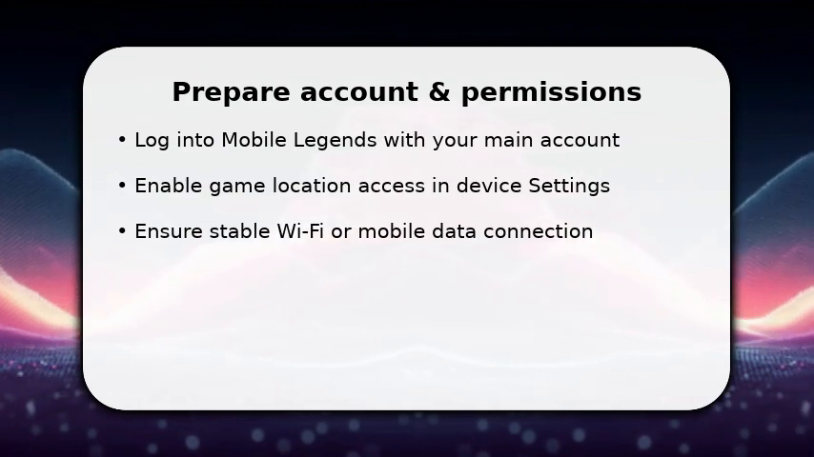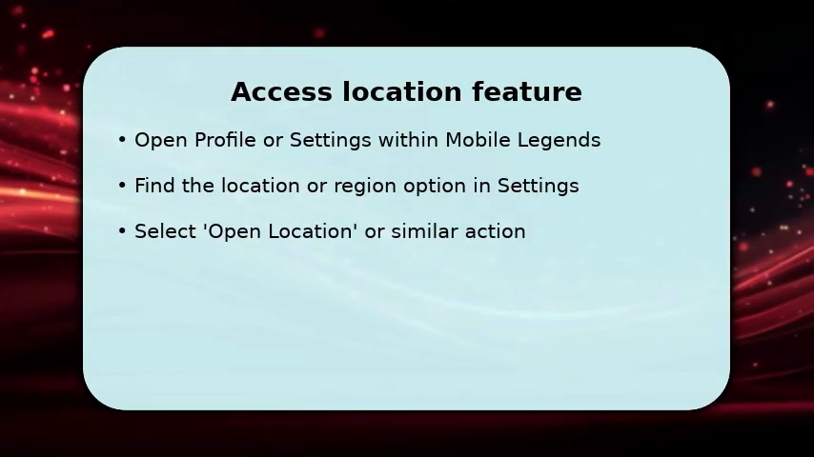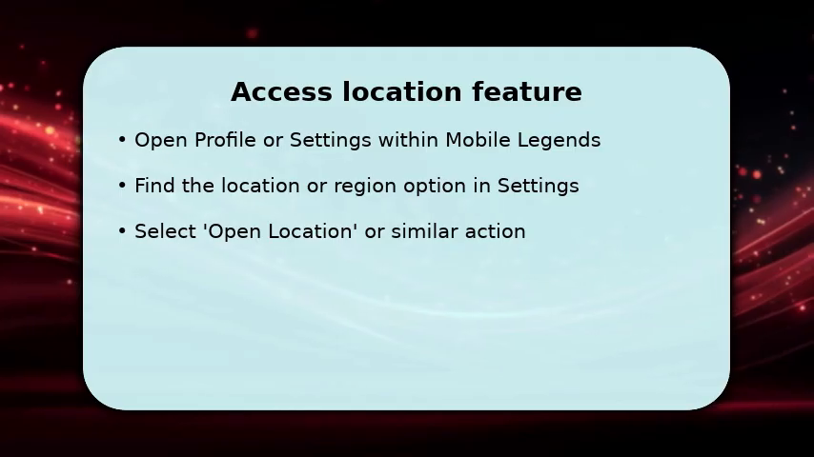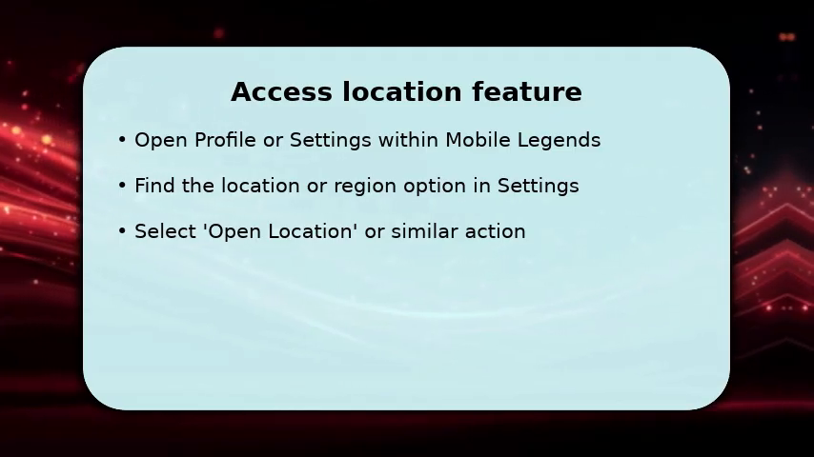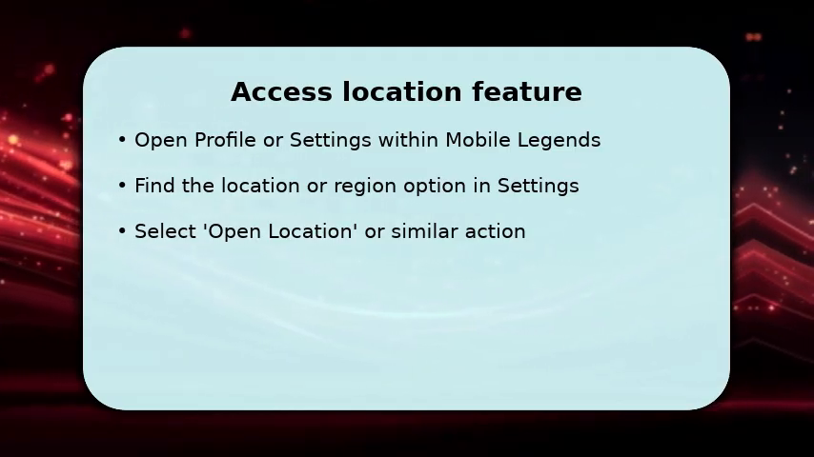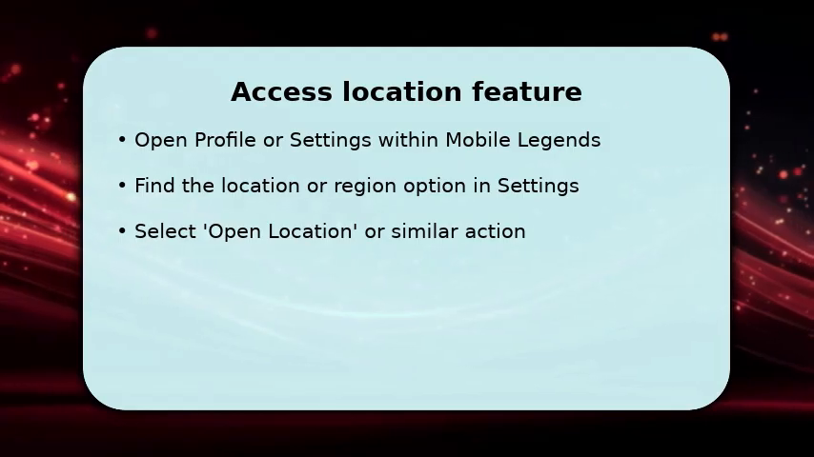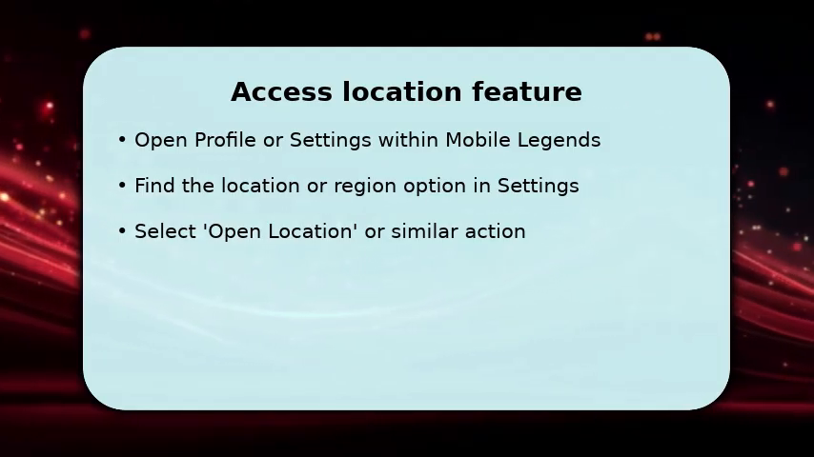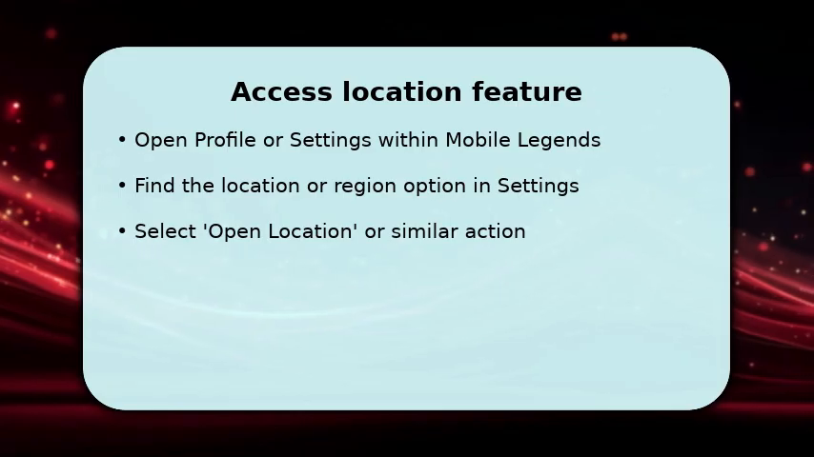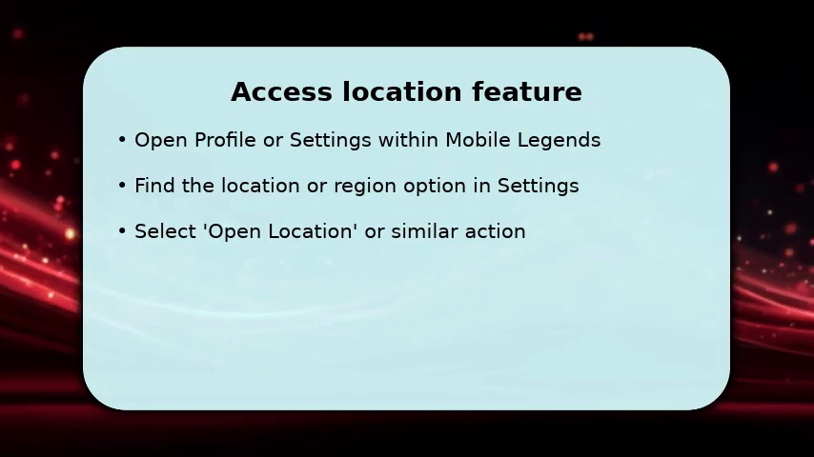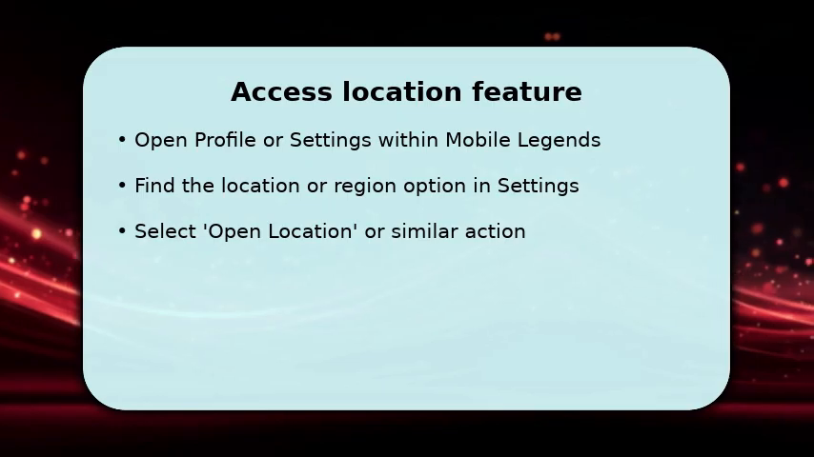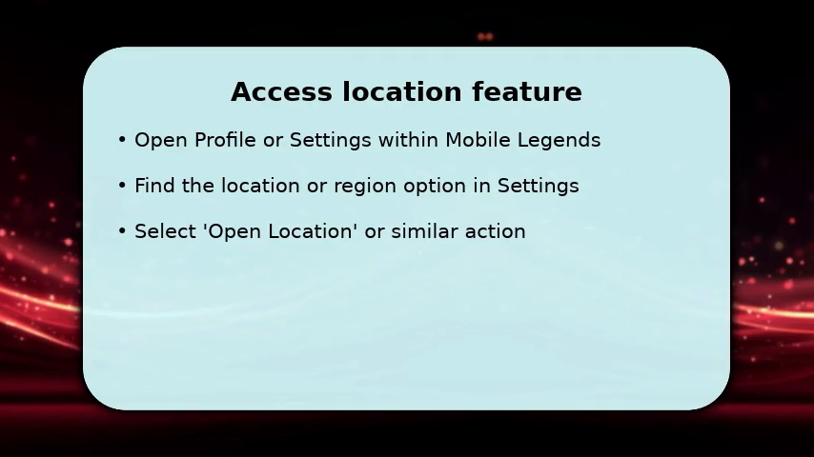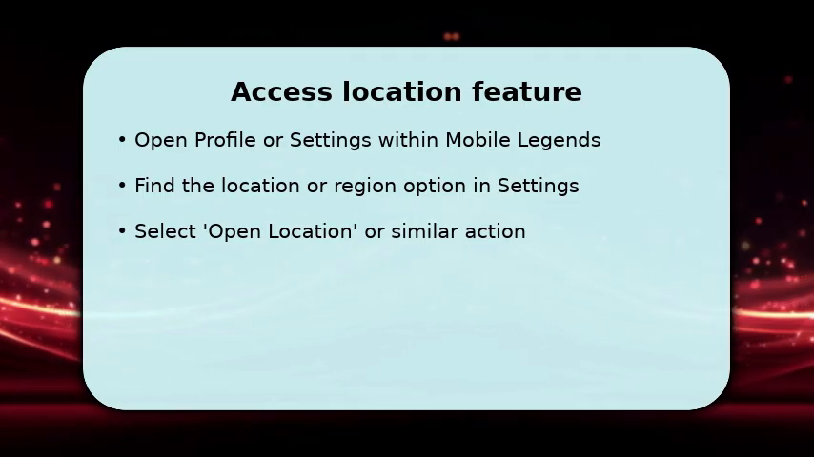You now navigate inside the game to reach the location controls. Go to your profile or the in-game settings menu and locate the section labeled Location, Region, or Server. Once visible, tap the option that lets you open or change location. The UI often prompts for confirmation and may show nearby servers. Make sure your device location is still enabled and accurate. If asked, grant temporary permission. Follow the on-screen prompts step by step to avoid mismatching the server.